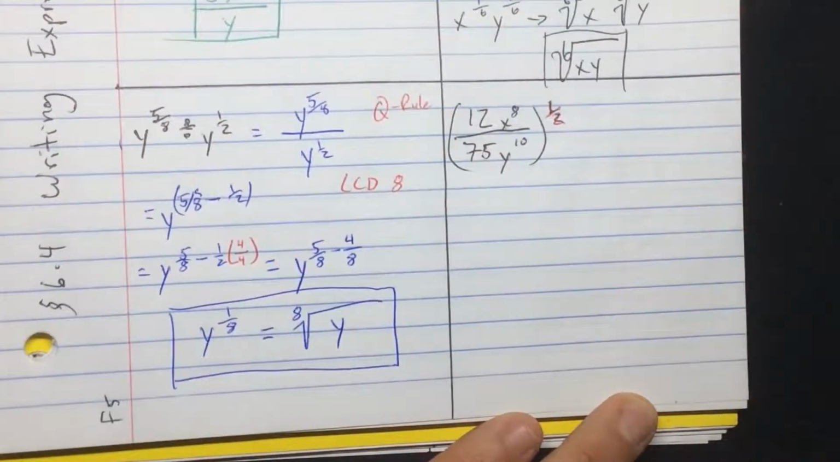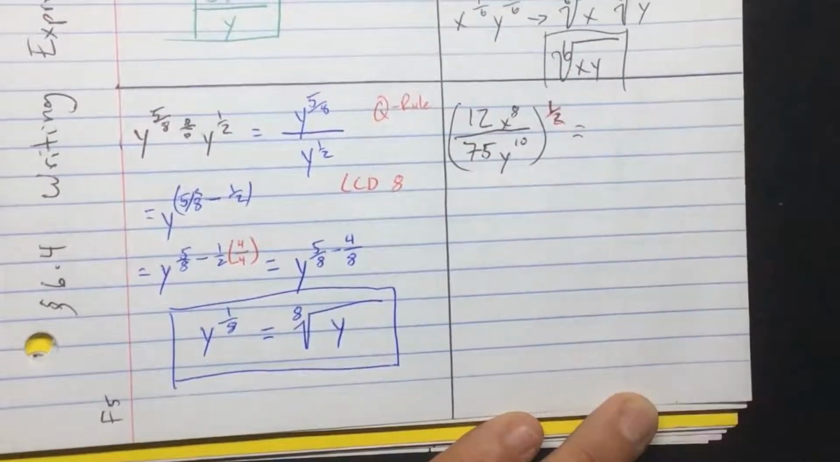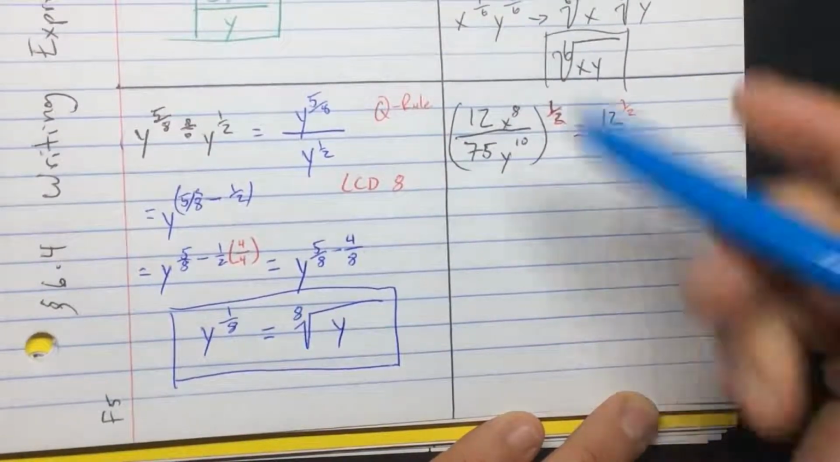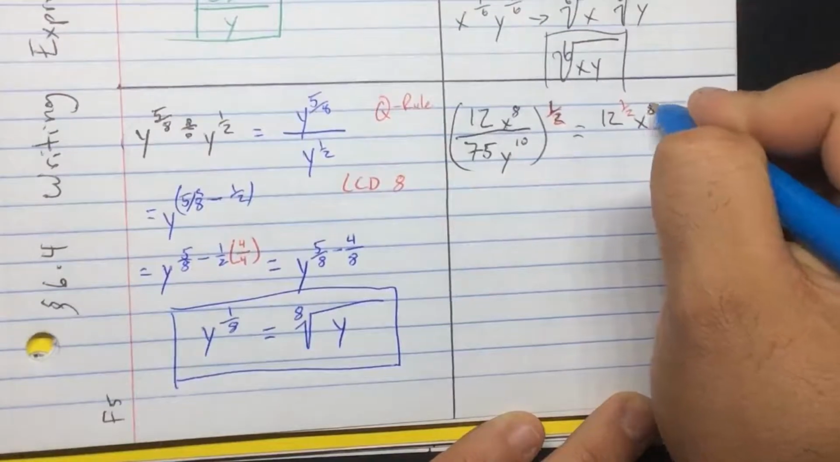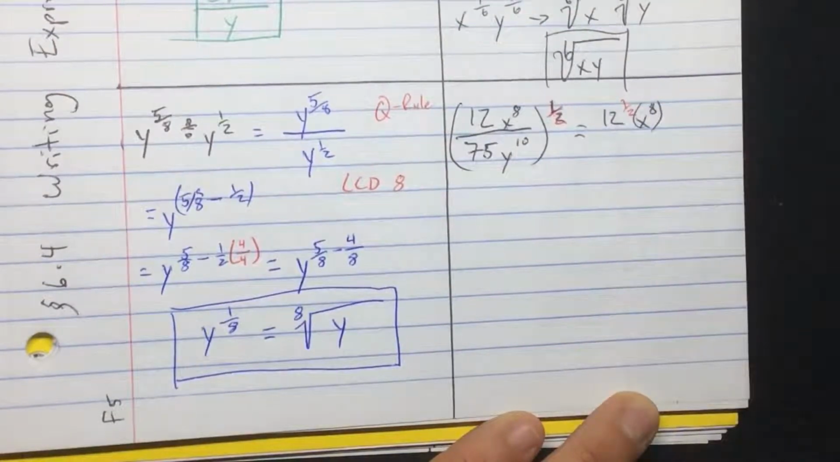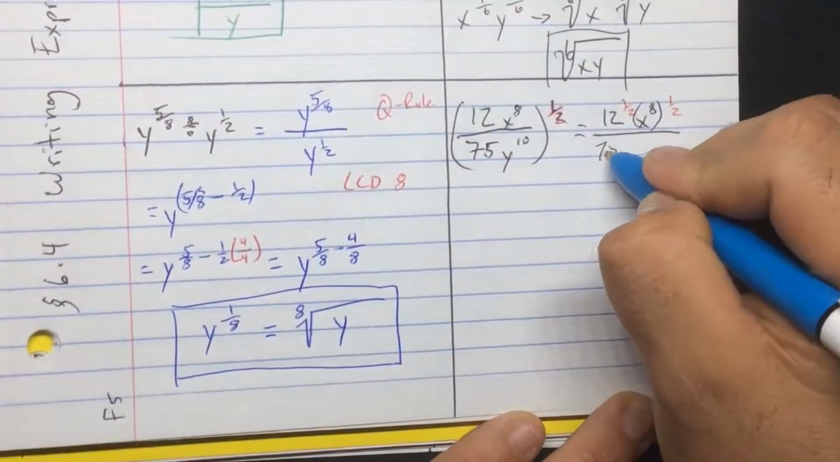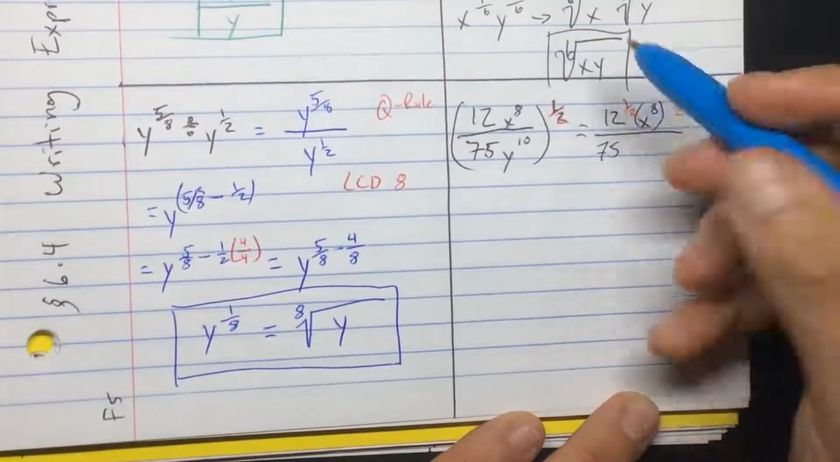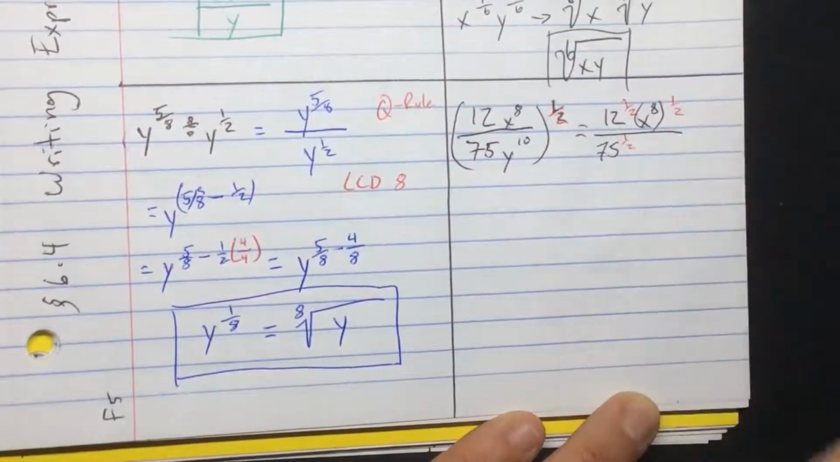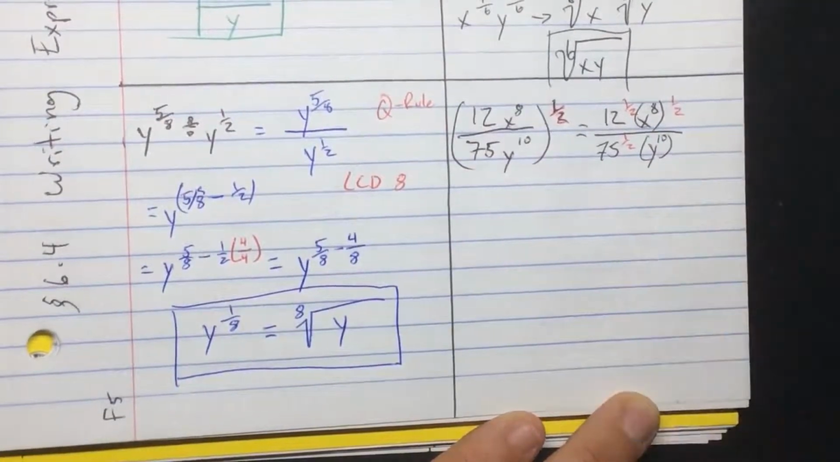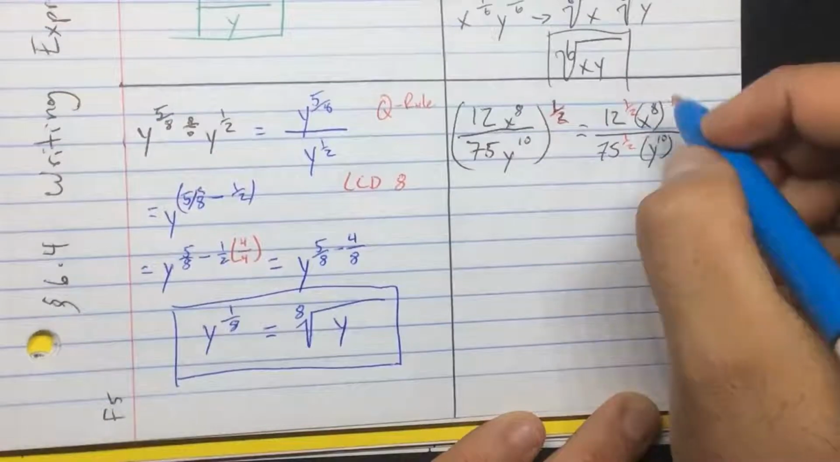So we're going to go ahead and rewrite this. We'll keep it in black, so it's in the same line here. We're going to have our 12, and we're going to write that to the 1/2 power. Then we have our x to the 8th in parentheses to the 1/2 power. Then divide, our division line. And we're going to have our 75 to the, you guessed it, 1/2 power. And last but not least, we're going to have our y to the 10th in parentheses to the 1/2 power.